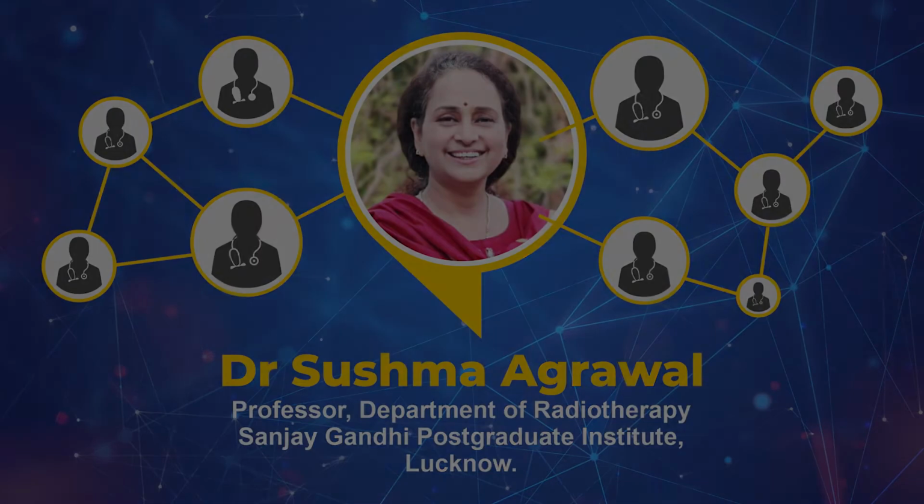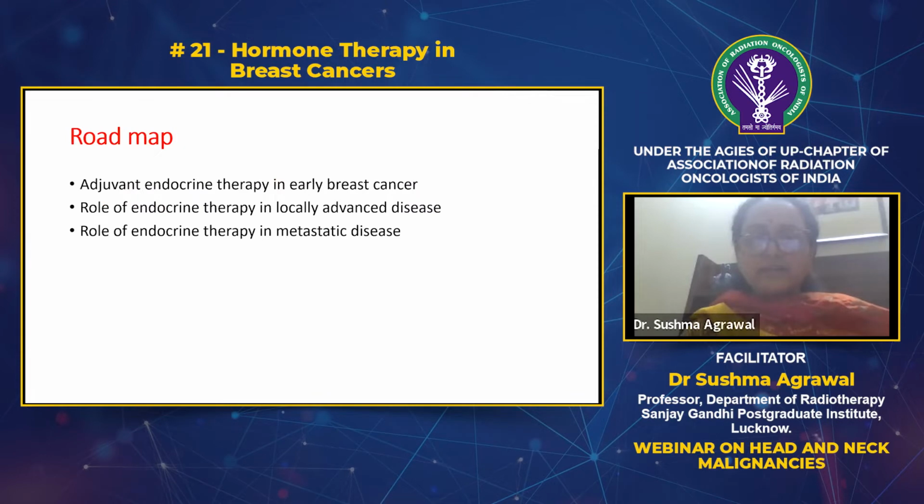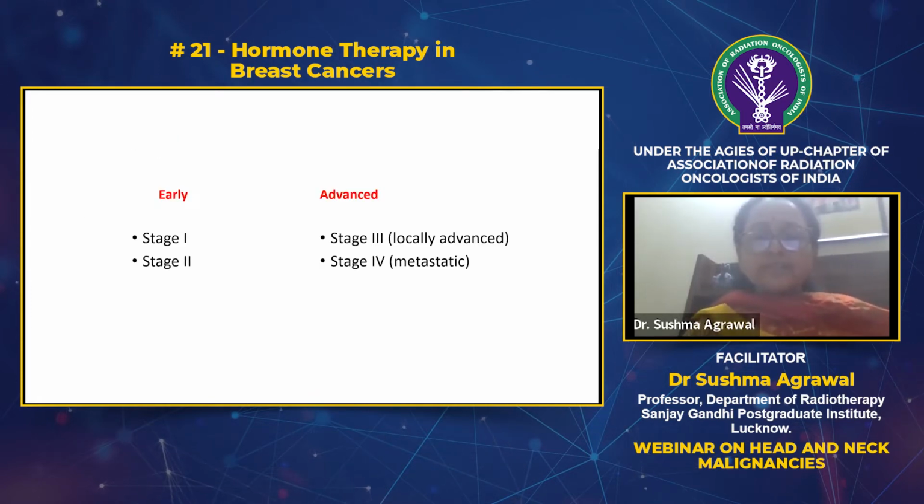So Dr. Sushma Agrawal. Thank you, Radha, for the introduction. Without wasting any time, I would start with this lecture. I have been given the topic of endocrine therapy in breast cancer. The roadmap would be, first of all, I would discuss the role of adjuvant endocrine therapy in early breast cancer, then in locally advanced, and lastly in metastatic disease. So what is early breast cancer? It is stage 1 and 2. And in advanced, stage 3 is locally advanced and stage 4 is metastatic.